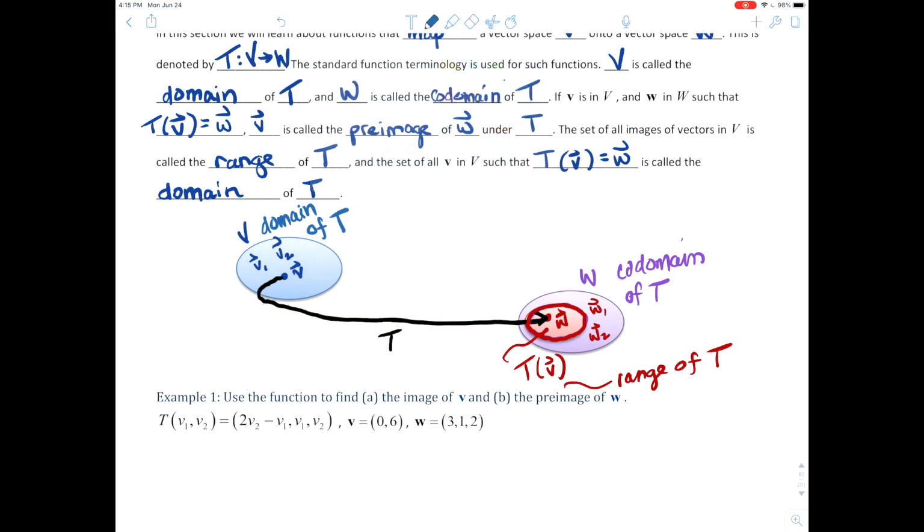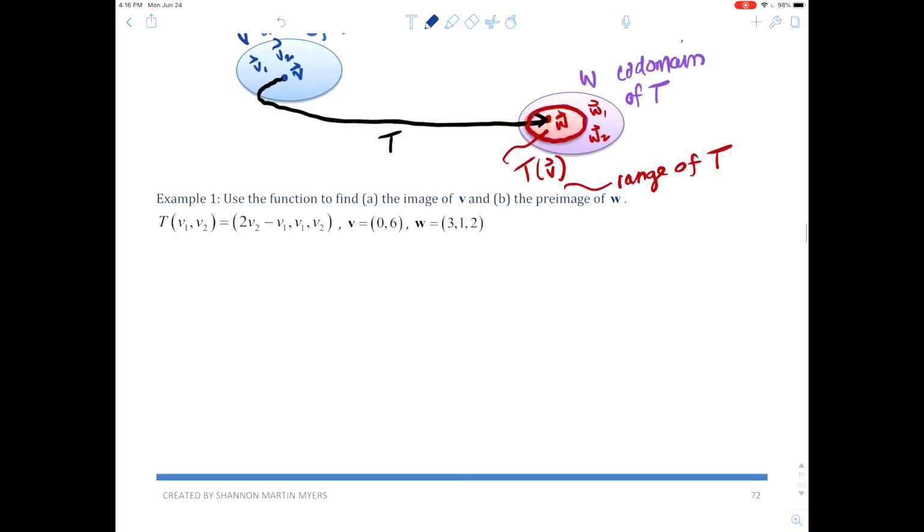So let's take a look at what we have. Example 1. Use the function to find A, the image of v, and B, the pre-image of w. So for A, we've been given that T at (v1, v2) is equal to (2v2 - v1, v1, v2). And we've been given vector v is (0, 6), and vector w is (3, 1, 2).